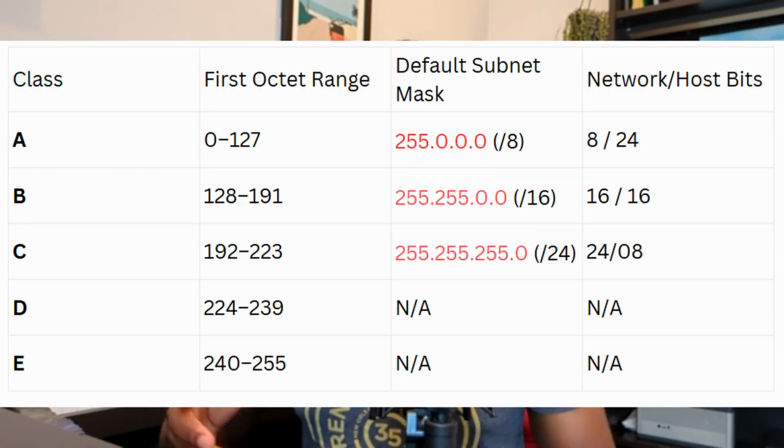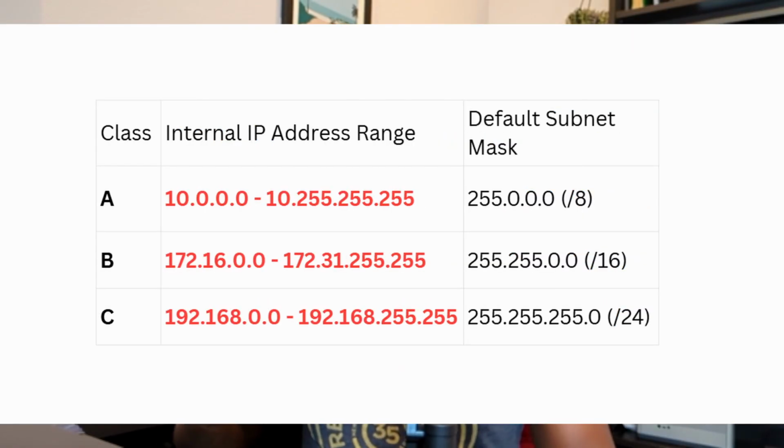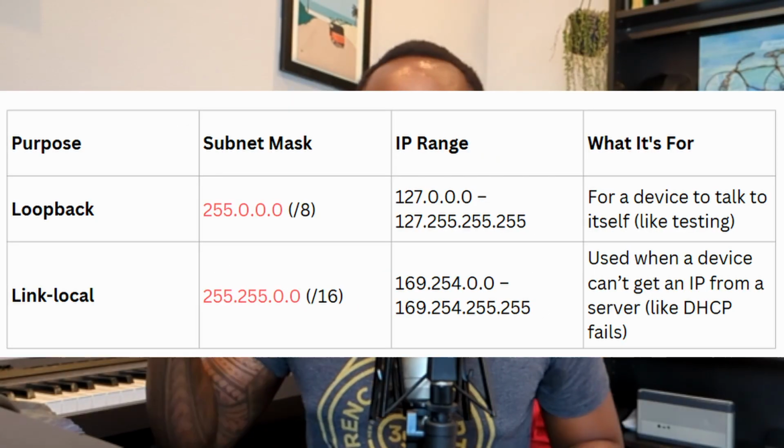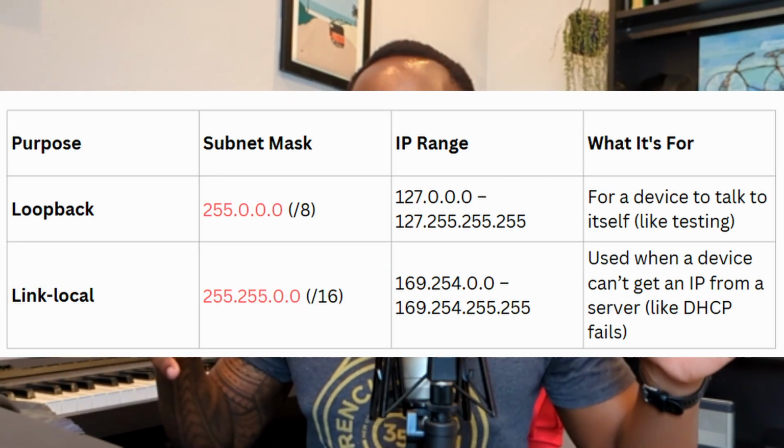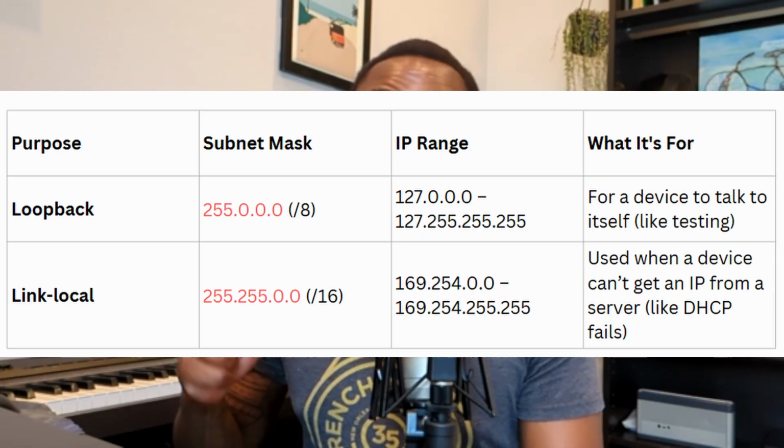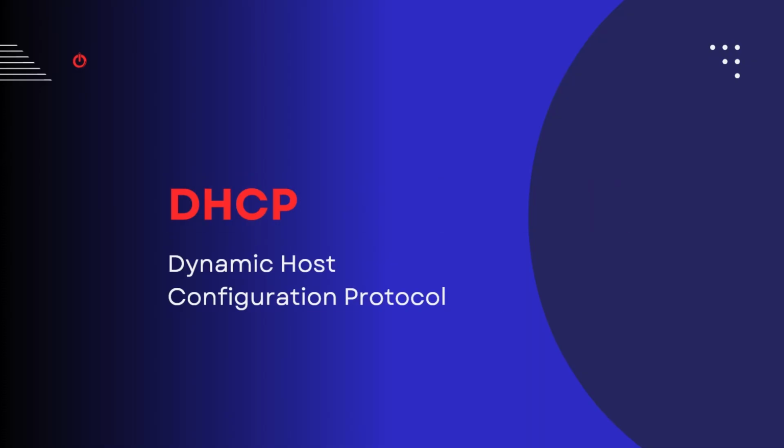Welcome back. So in the last video, we were looking at IP addresses. We looked at the classes of the IP addresses. We looked at private IP addresses. We looked at loopback addresses, link-local. We looked at everything IP addresses. Now, today, we are going to look at something else called Dynamic Host Configuration Protocol.